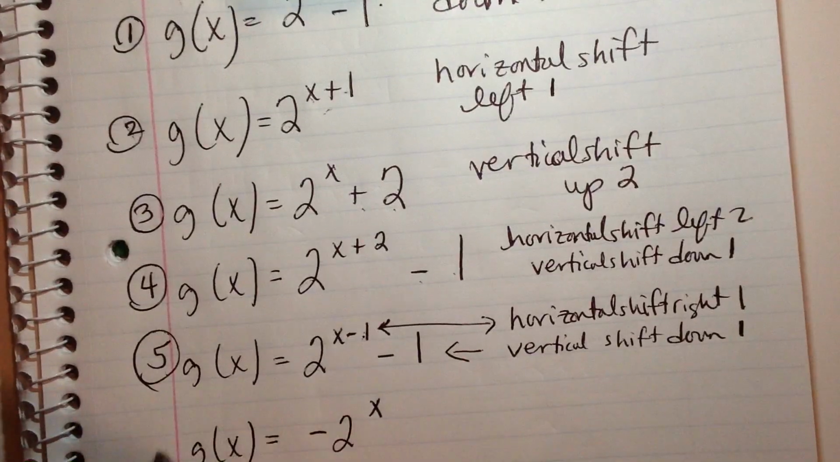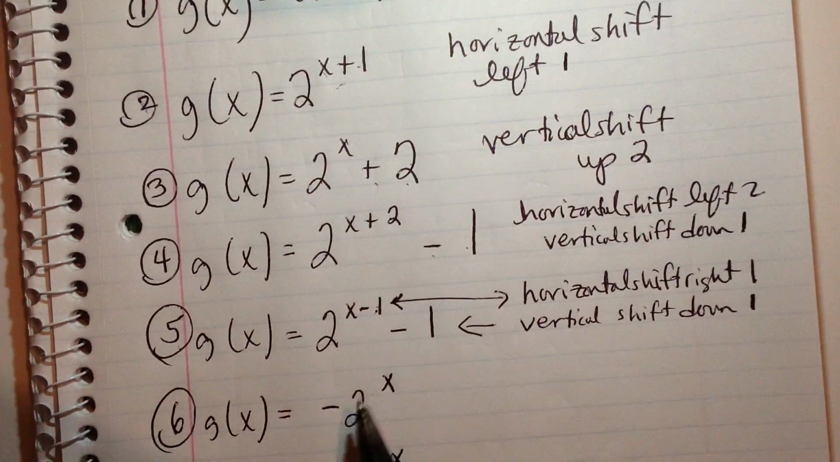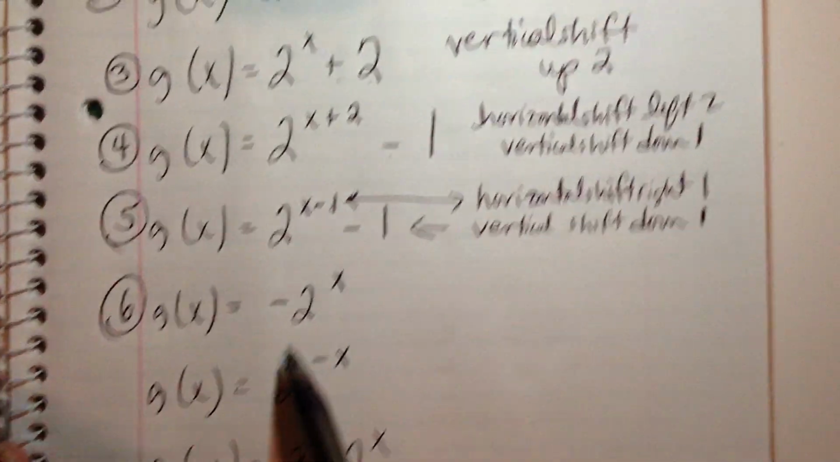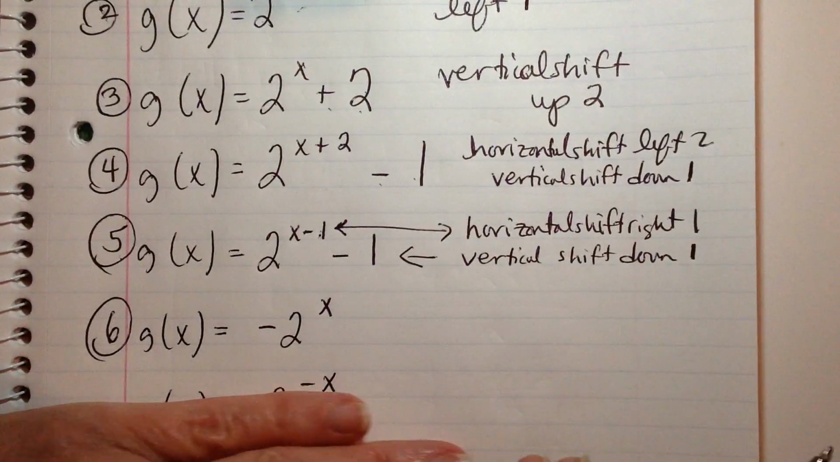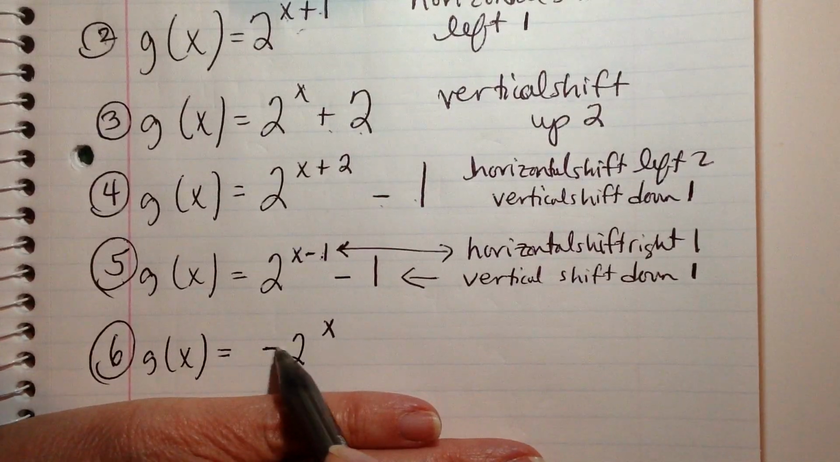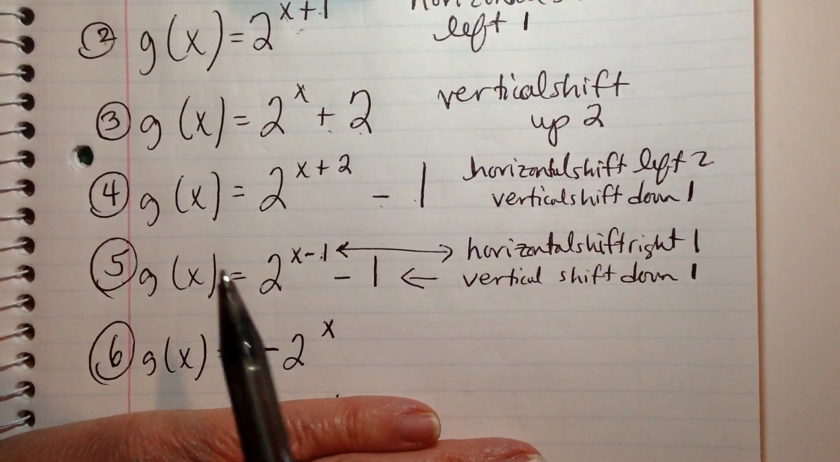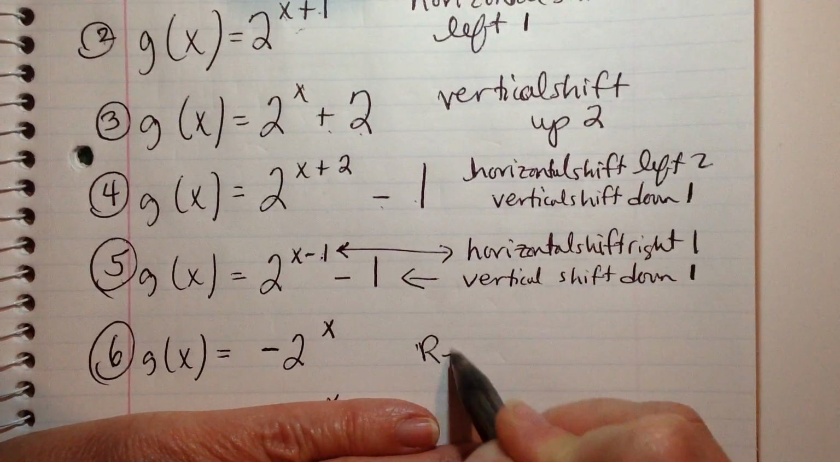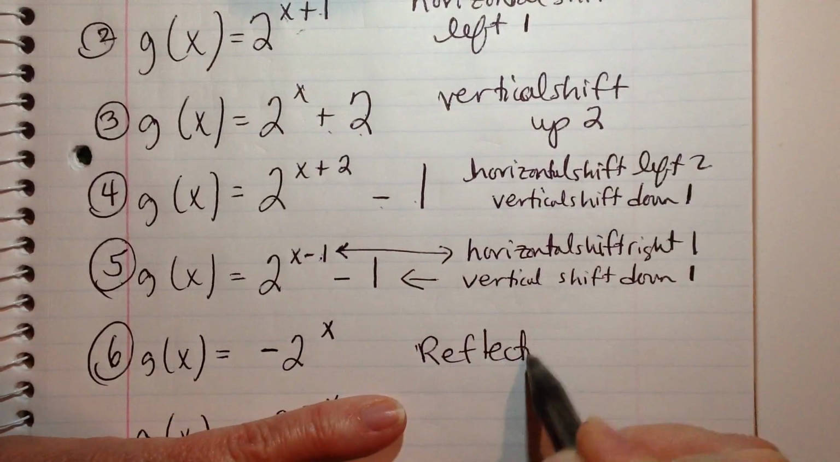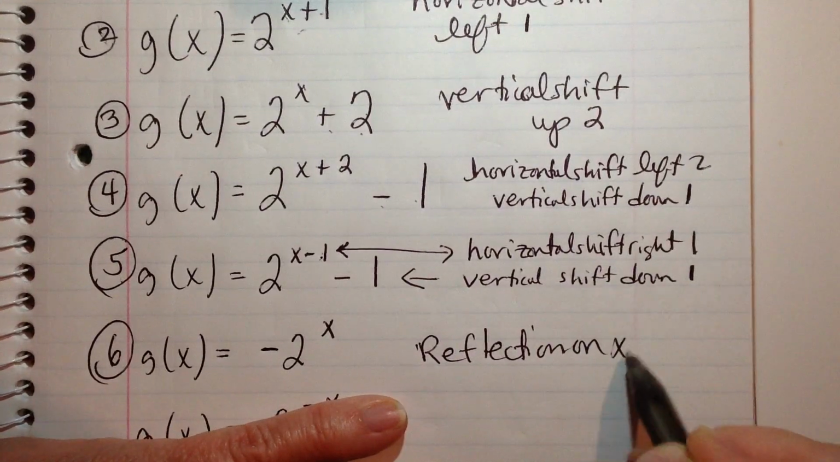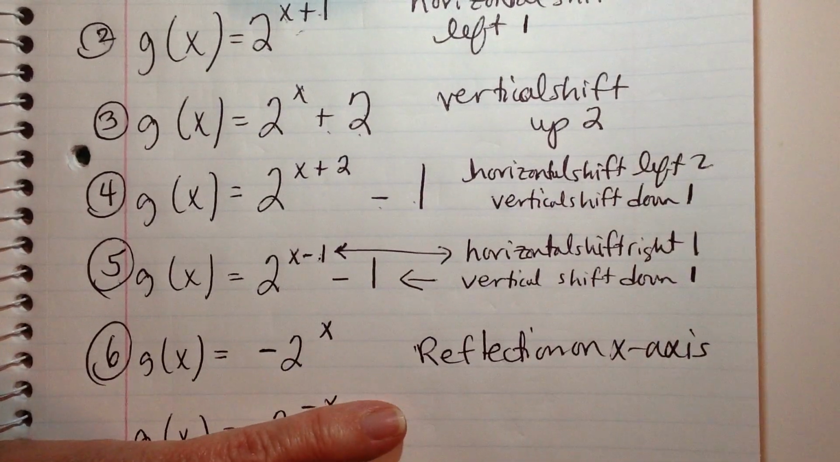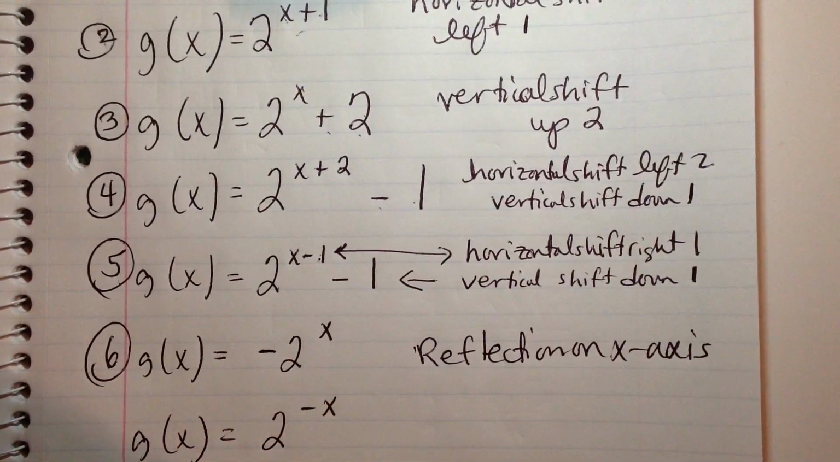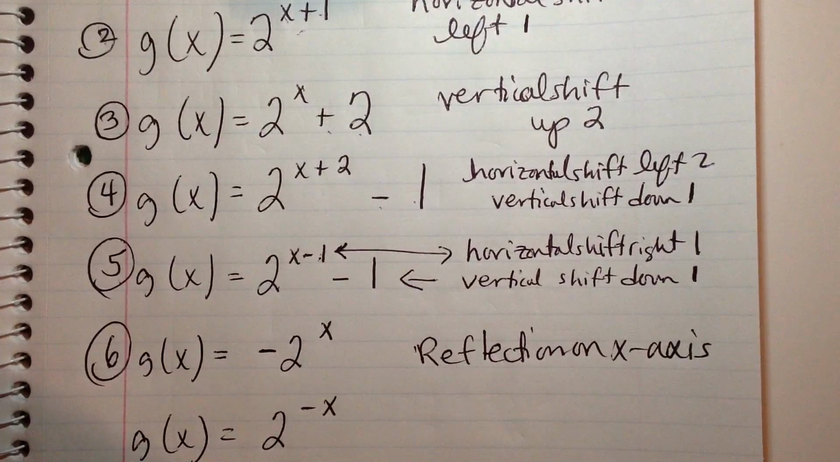All right, now let's talk about number 6. Well, again, remember that the original graph was 2 to the x. So what has been added here? A negative on the front. So anytime you add a negative, this would be a reflection on the x-axis.